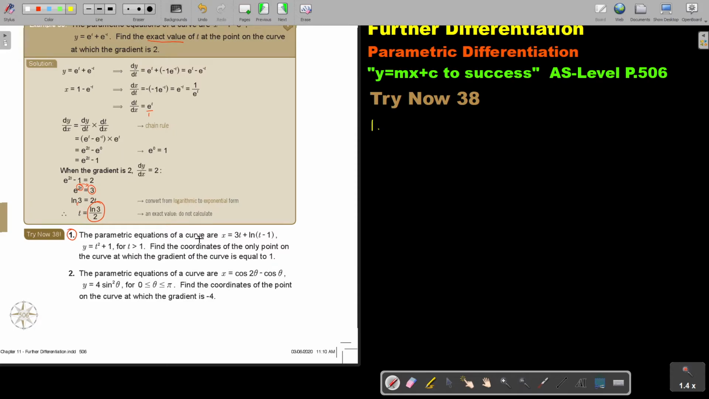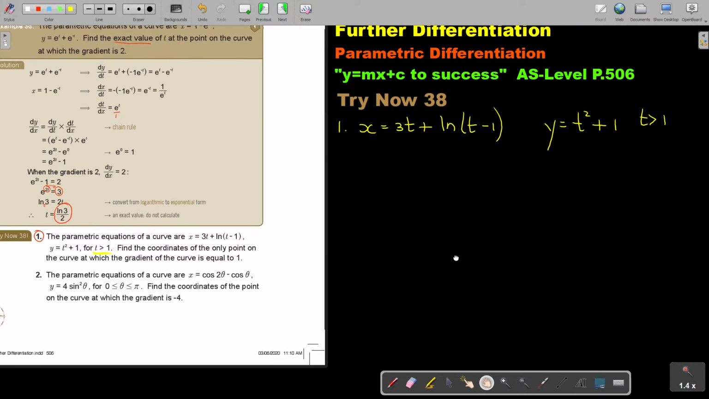The parametric equations of a curve are x is equal to 3t plus ln(t minus 1), and then y is equal to t squared plus 1. This is very important. I'll come back to that at the end. And then t is bigger than 1. Okay, so let's start, and find the coordinates of the only point on the curve at which the gradient of the curve is equal to 1. It's due to that that it makes it only 1. But let's first start.